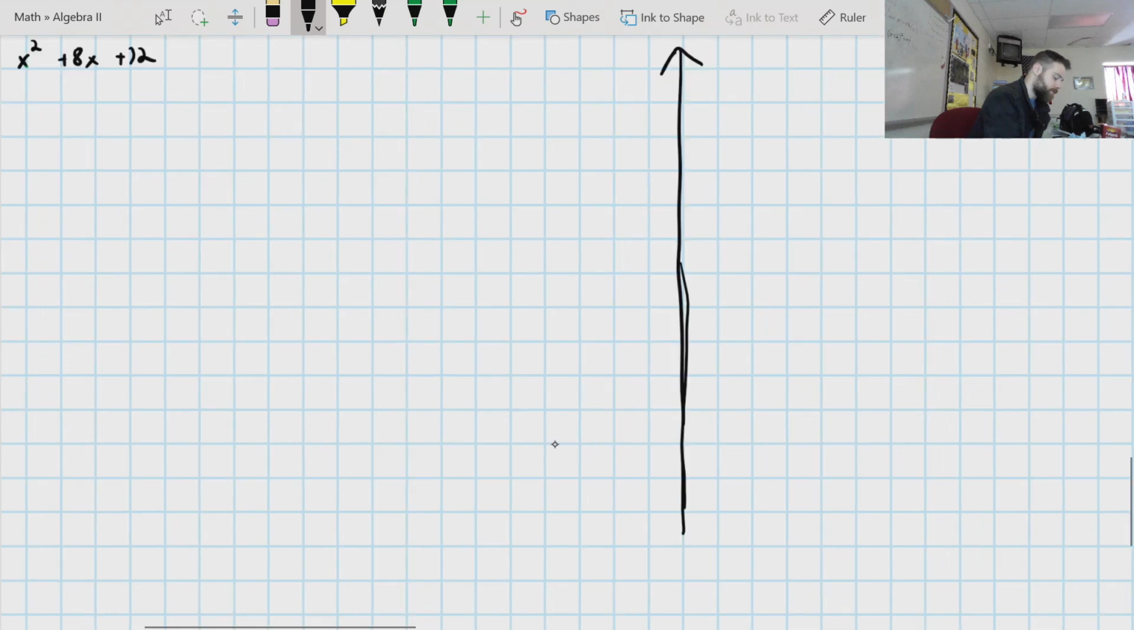I know that the y-intercept is 1, 2, 3, 4, 5, 6, 7, 8, 9, 10, a little higher.